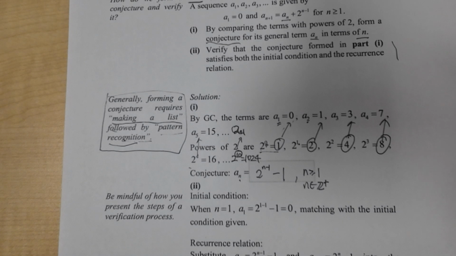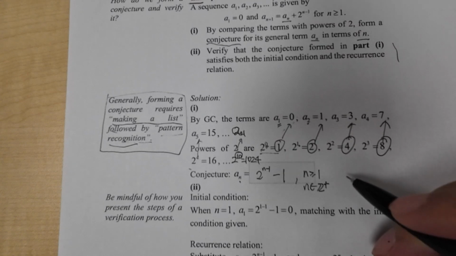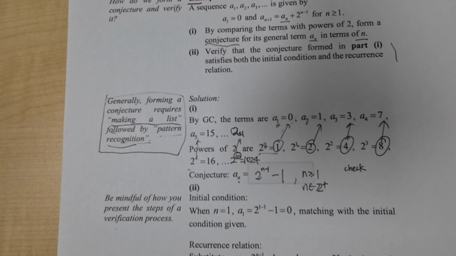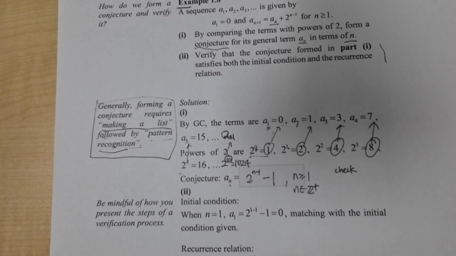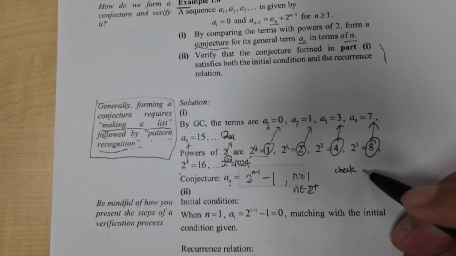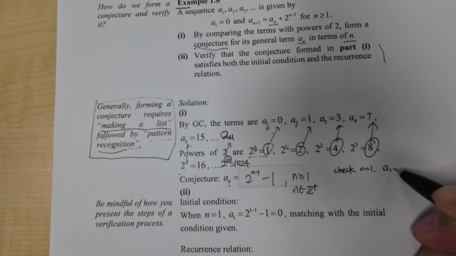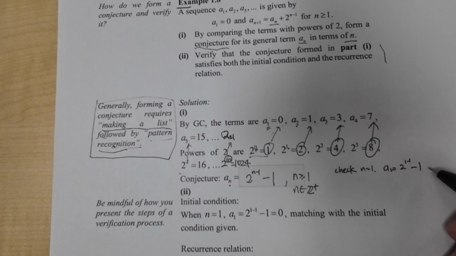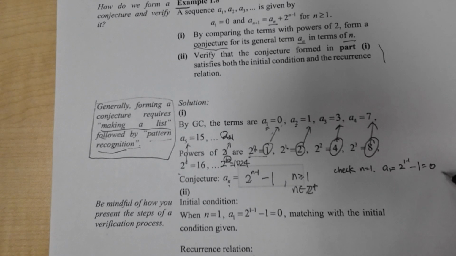Now, before we move on, it's an important habit that we actually check our answer. How do we know our answer is correct? This one you need not write in your exam script, but it's a good habit. Maybe use draft paper and do a quick check. If n equals 1, that means my a1 should be 2 to the power 1 minus 1, which is 2 to the power 0 minus 1, this is 0. So it matches with the given first term.